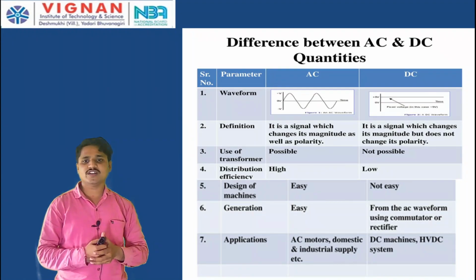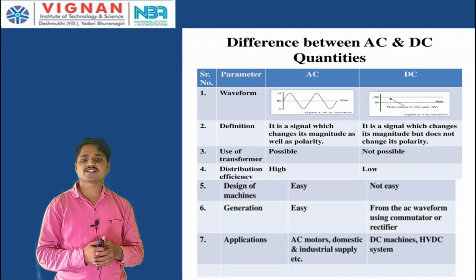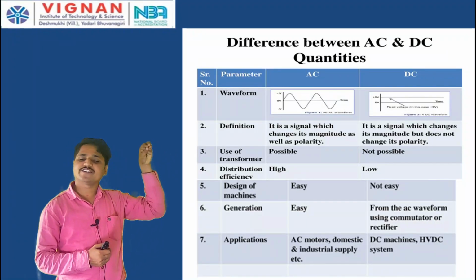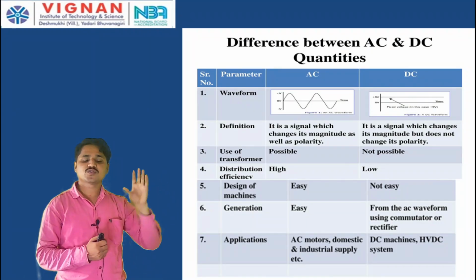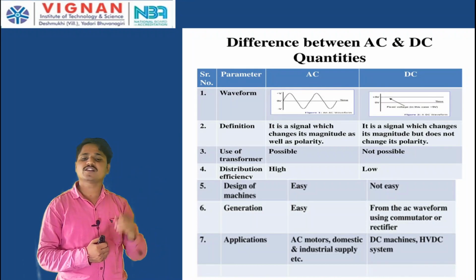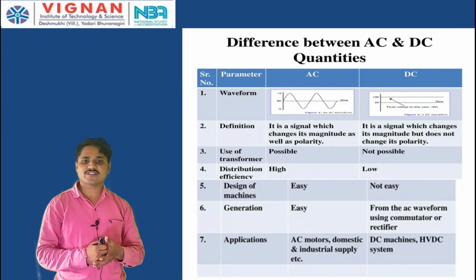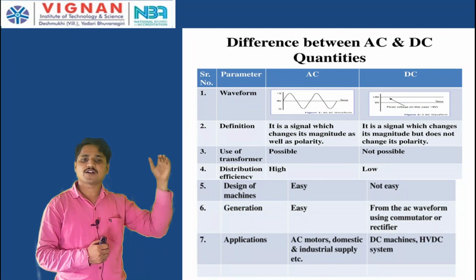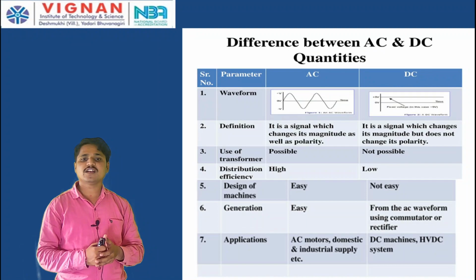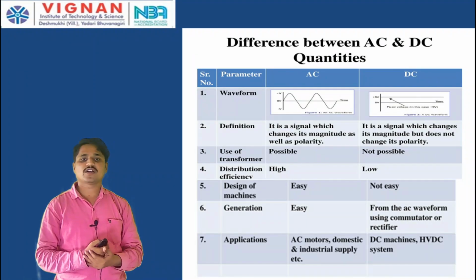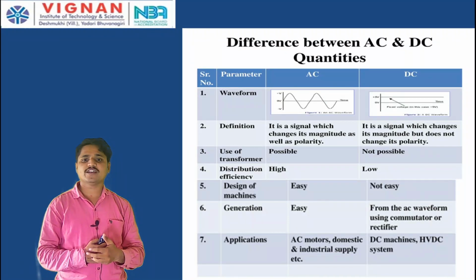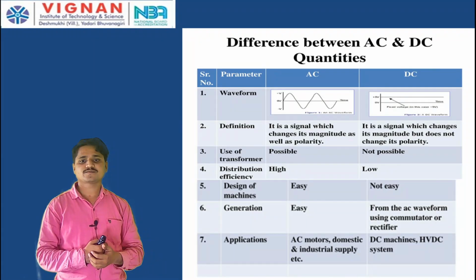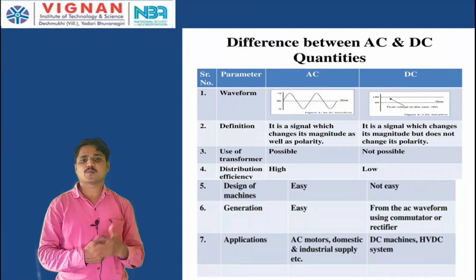But coming to the DC, a DC quantity is a signal which may change its magnitude, but does not change its polarity. The DC value may be either positive or negative, but it never changes from positive to negative or negative to positive. It maintains only a positive or only a negative value. Whereas the AC changes its magnitude, positive and negative. So, a signal which changes its magnitude as well as polarity we call an AC quantity, and the signal which does not change its polarity is called a DC quantity. The magnitude may change in the DC, but the polarity will not change.